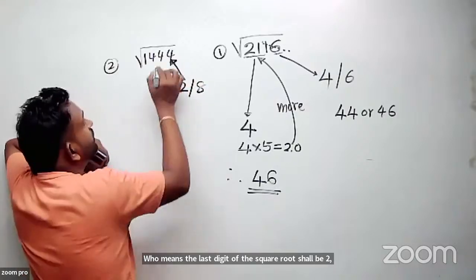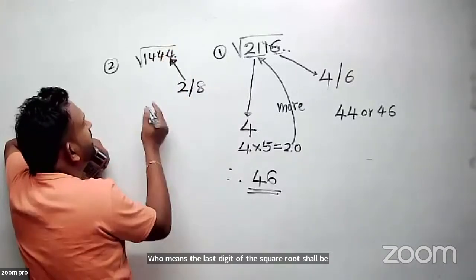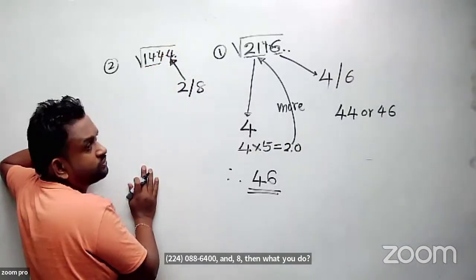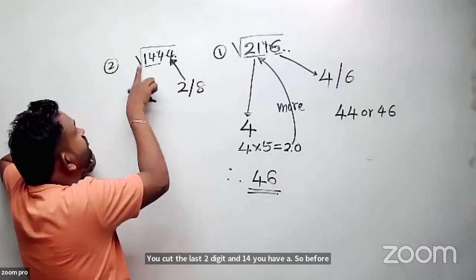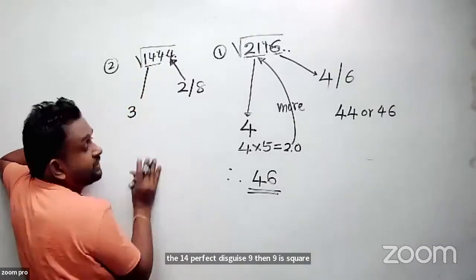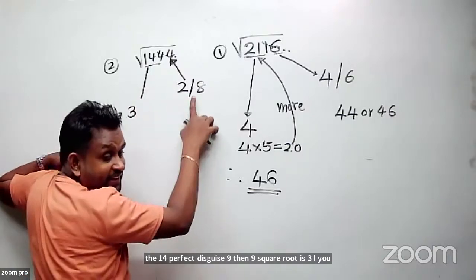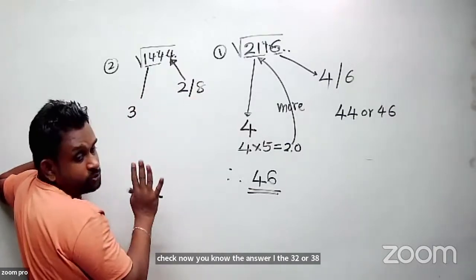Then what you do? You cut the last two digits and 14 you have remained. So before the 14, the perfect square is 9. Then 9's square root is 3. Now you know the answer: either 32 or 38. Now how to check that one?